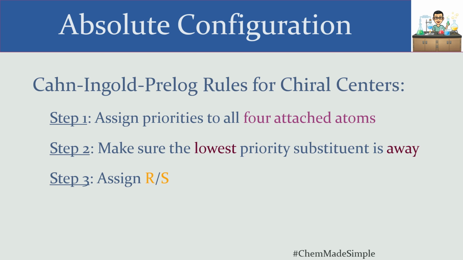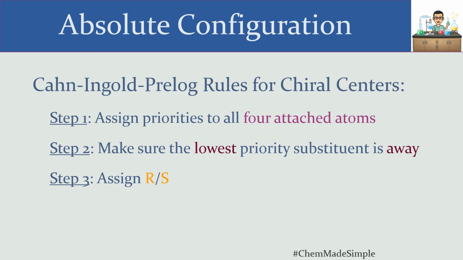Figure out the priorities of the 4, put the lowest priority one in the back, and then make a trace from 1 to 2 to 3, and then figure out whether that trace from priority 1 to 2 to 3 is in a clockwise or a counterclockwise direction. Now, that's the order in which you should apply the steps. But for many students, probably the more complicated thing is figuring out the priorities, and that requires a whole bunch of steps in and of itself.